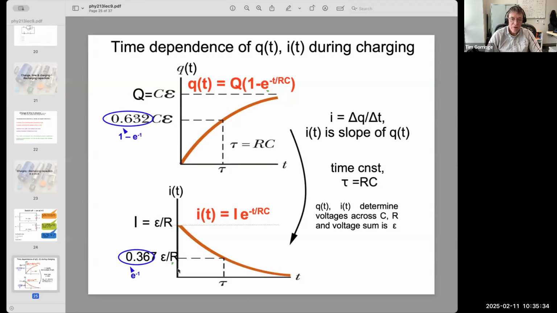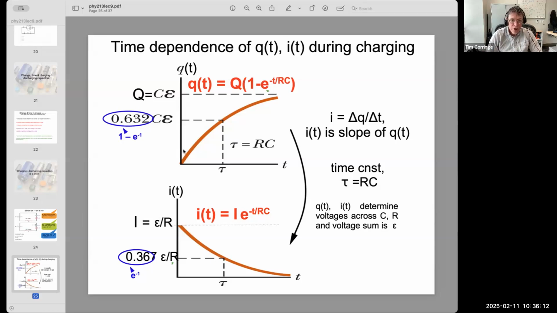This is how the current flows through the resistor to fully charge up the capacitor. So look at these two graphs. The horizontal axis is time in both cases. The vertical axis is, in the upper graph, the charge on the plates of the capacitor. The lower graph is the current that's flowing through the resistor to deposit charge on the plates of the capacitor. And so we're seeing the charge on the capacitor as a function of time, the current in the resistor as a function of time. Those are the two interesting things in the problem.